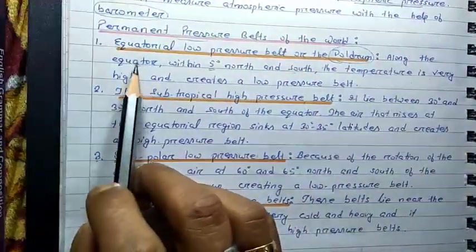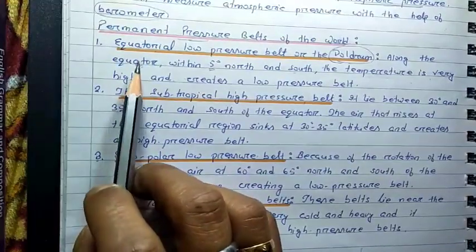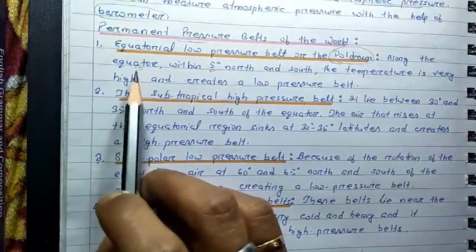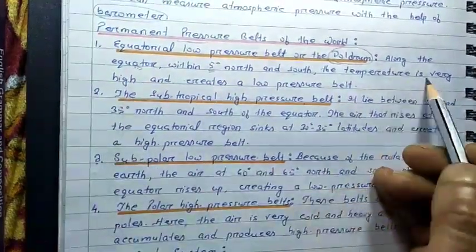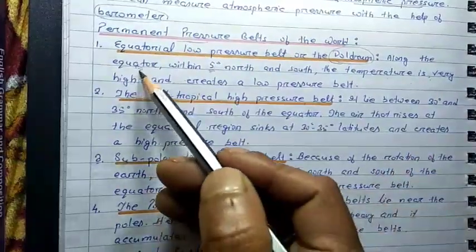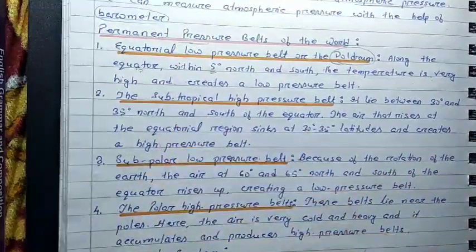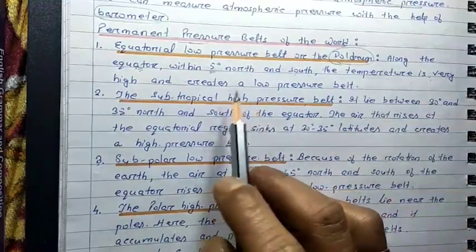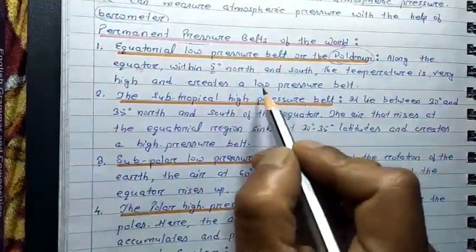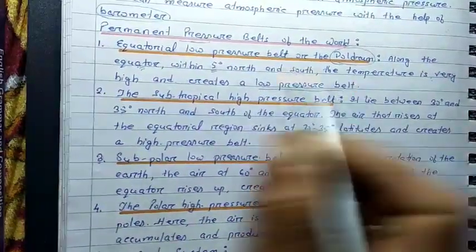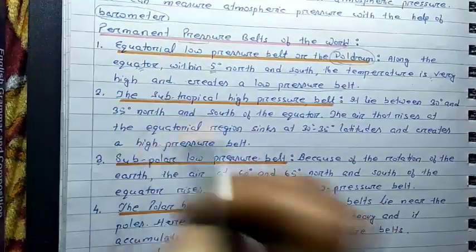You know, the equatorial region receives direct or vertical sunshine, and that's why the temperature is very high. And as the temperature is high, the air becomes lighter and starts to move upwards. As a result, a permanent low pressure belt is created in the equatorial region.